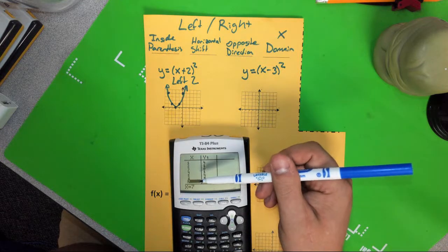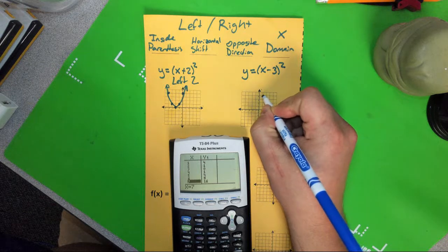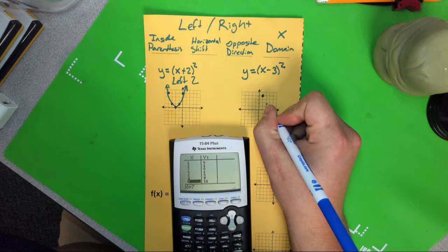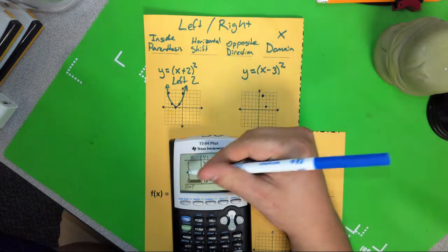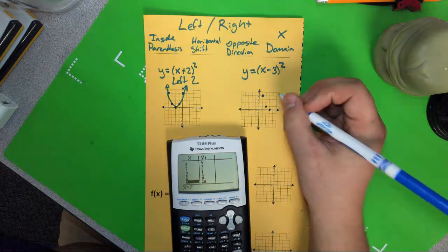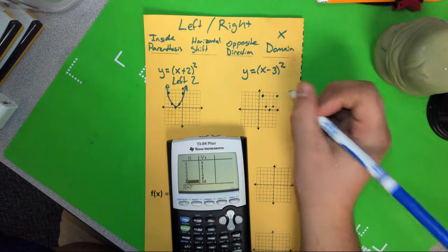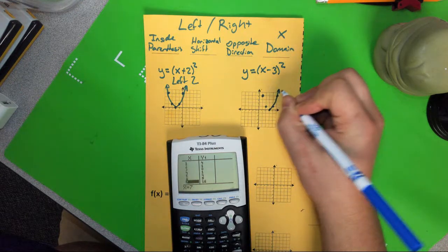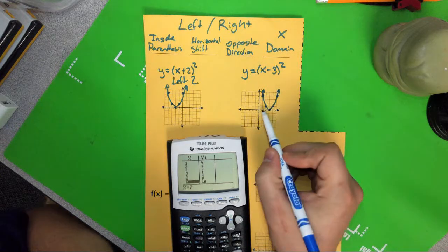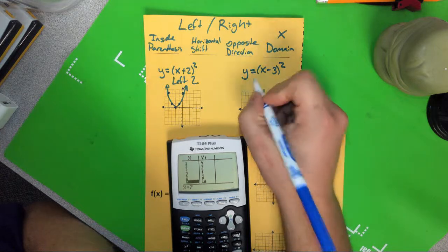Now this is all shifted over here. 1, 4 would be right here. We've got 2, 1 right there. We've got 3, 0, 4, 1 right there. And then 5, 4 is right here. Okay, so we'll make our U-shaped parabola here. We notice that this time, compared to 0, 0, our vertex went 1, 2, 3 to the right.